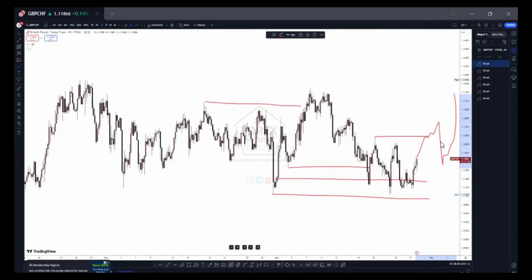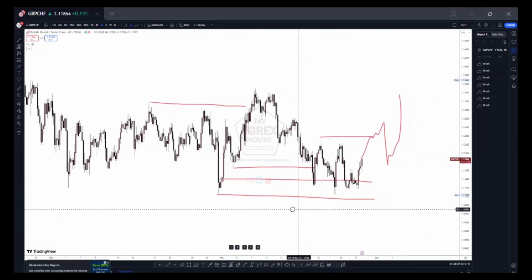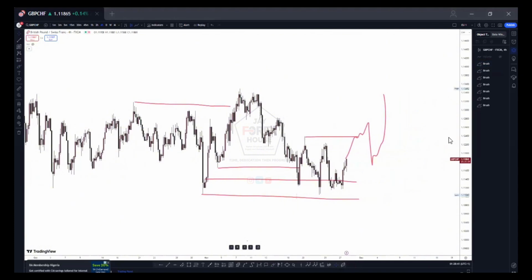Okay, so this is why Wyckoff was actually made. Wyckoff was made for you to understand things like this. So when things like this pop up, it's easier for you to read them using the Wyckoff method. Okay.